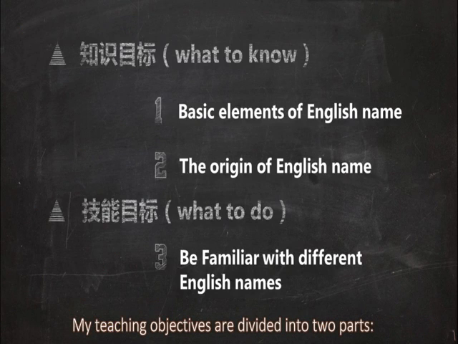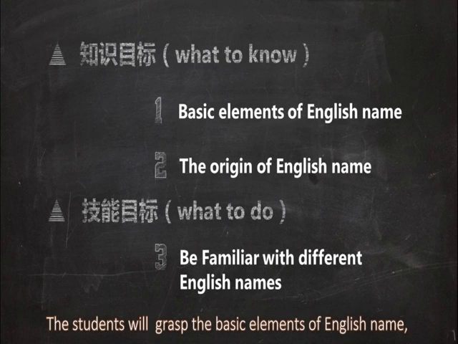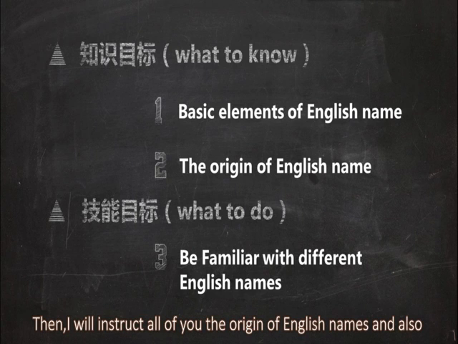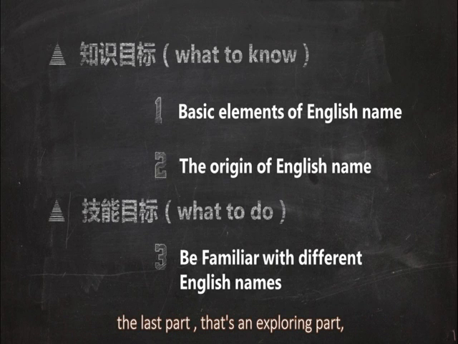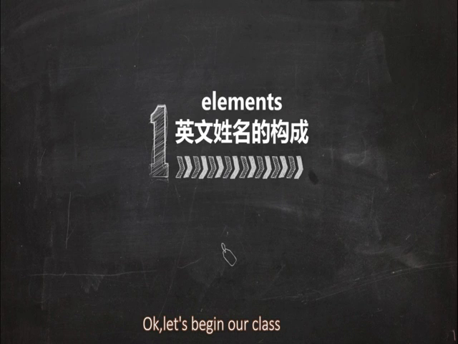My teaching objectives can be divided into two parts, what to know and what to do. The students will grasp the basic elements of each name, which is the revision part. Then, I will instruct all of you on the origin of each name, and also the last part, that is an exploring part. You will be familiar with different English names. Okay, let's begin our class.